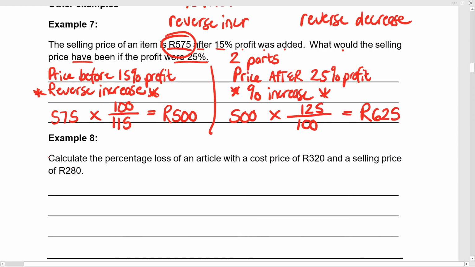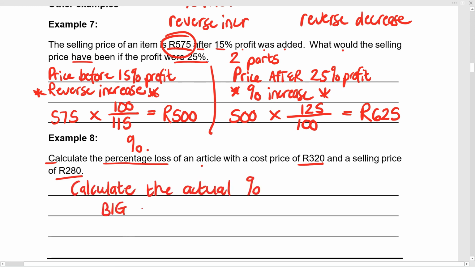In the last example, we need to calculate the percentage loss of an article. Hang on, calculate the percentage. Okay, I think we're going to need a new formula here. Calculating percentage loss of an article that had a cost price of 320 and a selling price of 280. Okay, I'm going to add another formula here, but you might know one from EMS in previous years. When you need to calculate the actual percentage, this formula is going to work.